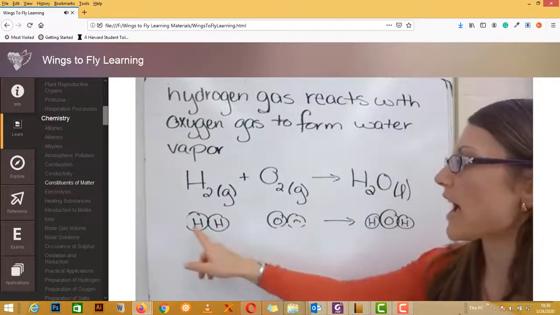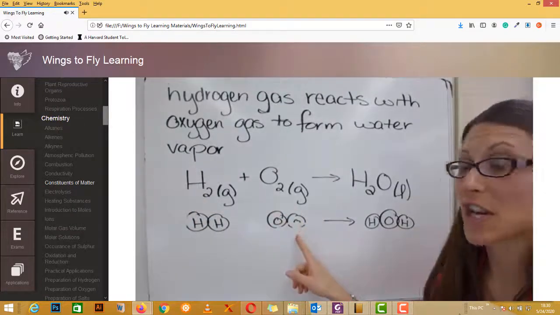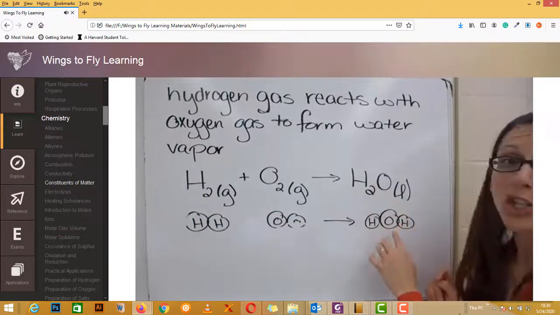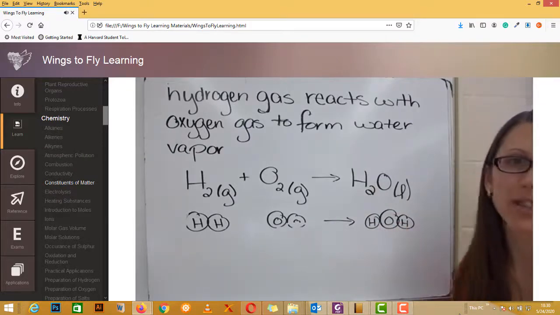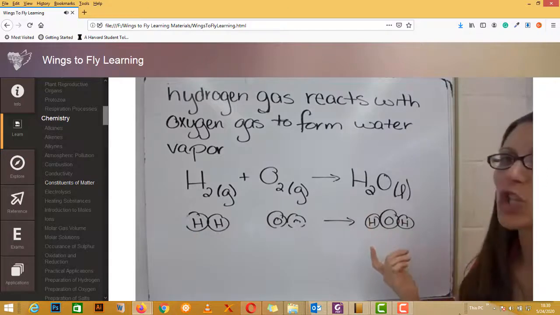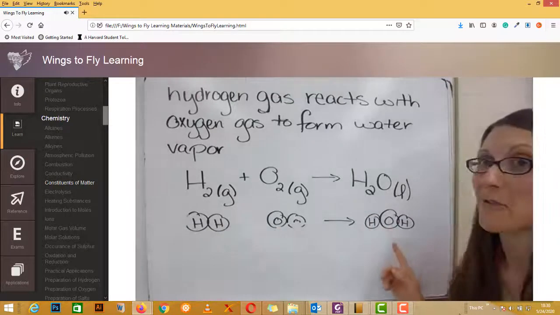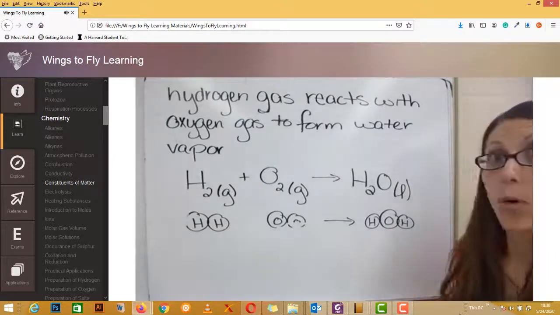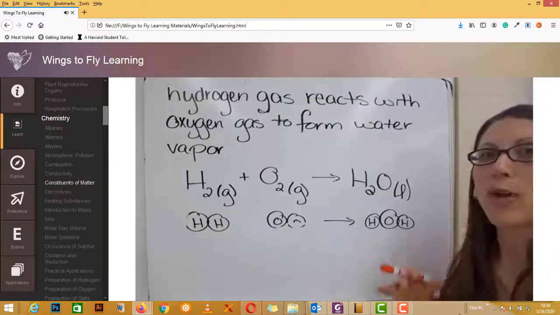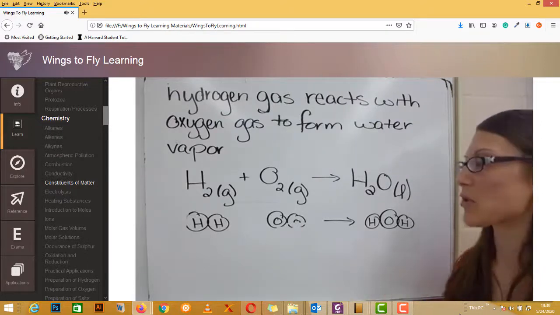Represented pictorially, I have 2 hydrogens in my H2, 2 oxygens in my O2, and then I have H2O, 1 oxygen and 2 hydrogens. Looking at this right now, I have 2 hydrogens on the left and 2 on the right, but while I have 2 oxygens on the left, I only have 1 on the right. And so we need more oxygen on the right. And we have to bring an entire another molecule of water along. We can't just add an extra oxygen.